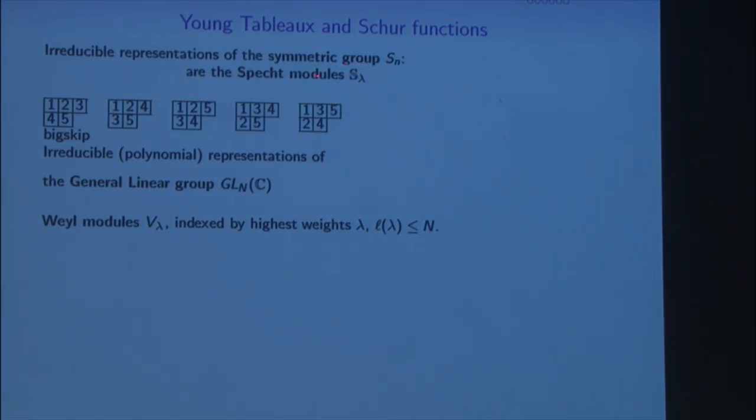So we have the irreducible representations of S_n, which are the Specht modules, and the irreducible polynomial representations of the general linear group. So the general linear group, you're just mapping matrices into maybe bigger matrices. These are the Weyl modules, and they're indexed by their highest weights, and the highest weights for this particular case, when we study polynomial representations, are also integer partitions, except that the size of the partitions in this case can be anything, and the only thing that we are bounded by is that the number of non-zero parts of the partition should be at most the size of the general linear group in this case.